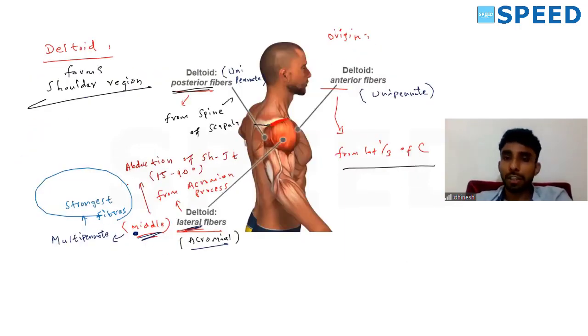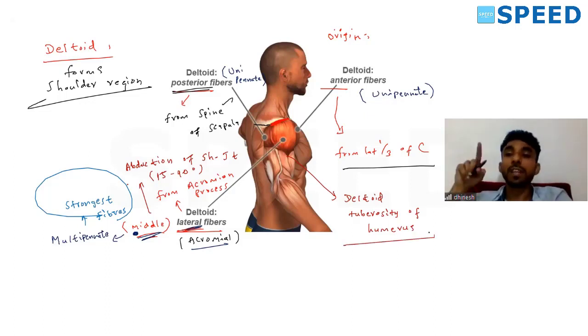Any idea about the insertion of the deltoid? As you see here, all the fibers converge into the deltoid tuberosity of humerus. In the humerus bone, on the lateral side, we have one elevation called the deltoid tuberosity of humerus, which gives insertion to the deltoid muscle. So it has a wide origin and narrow insertion.